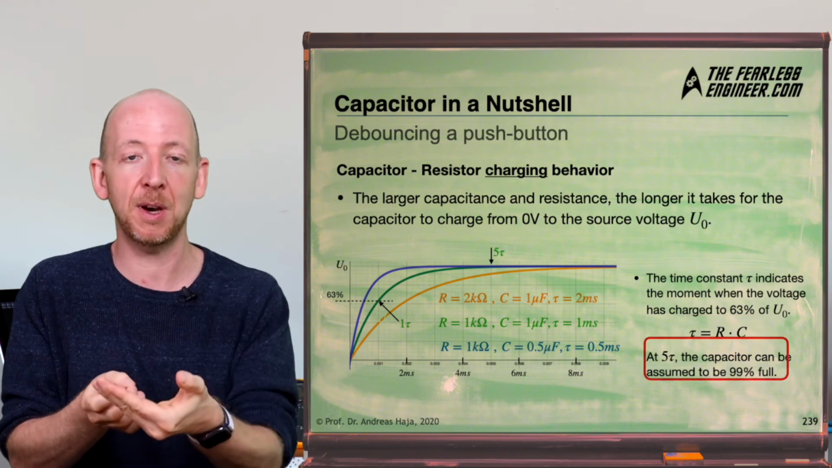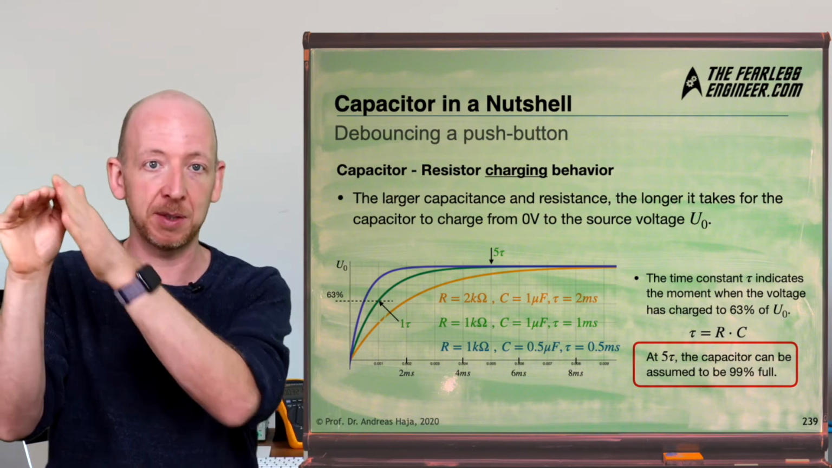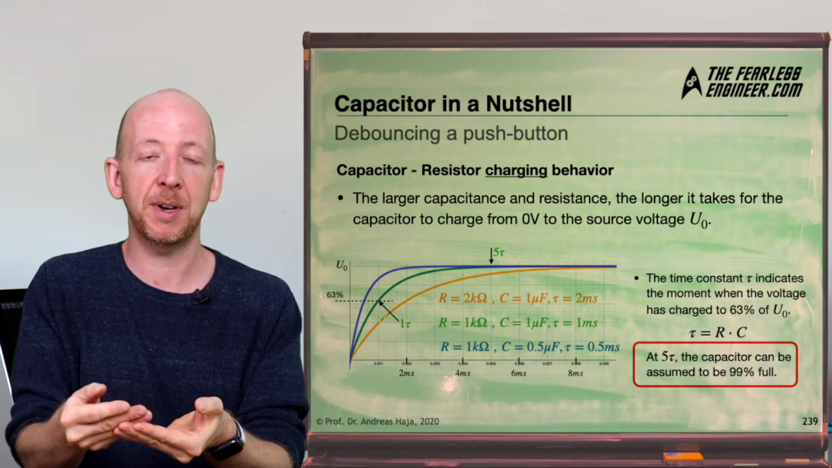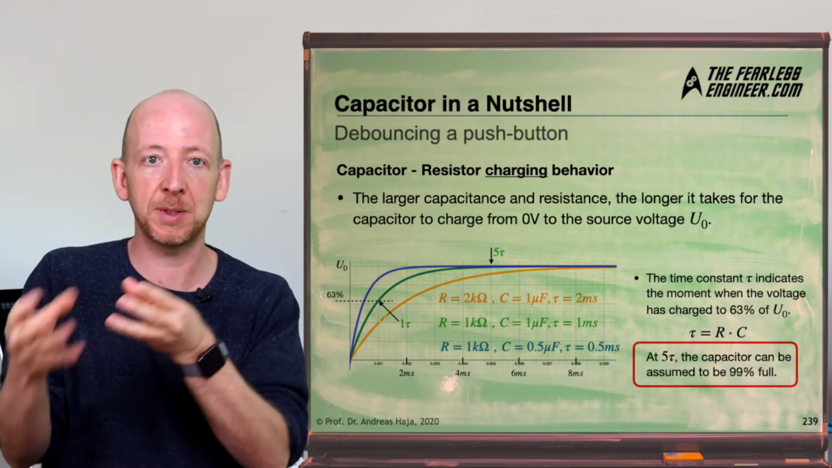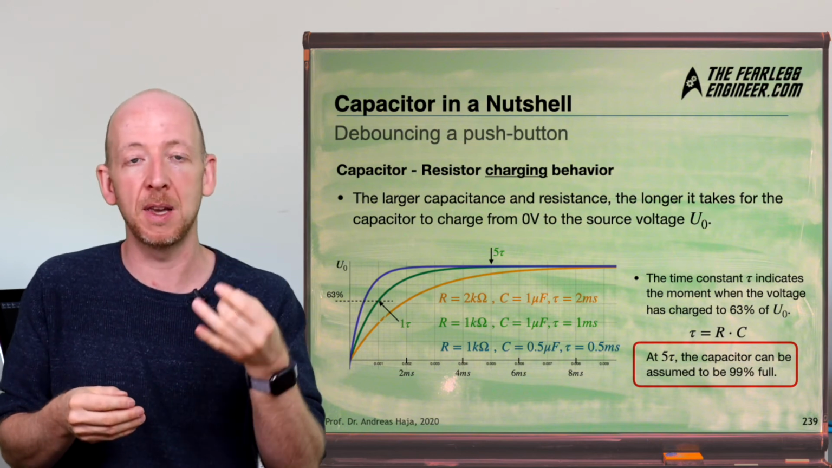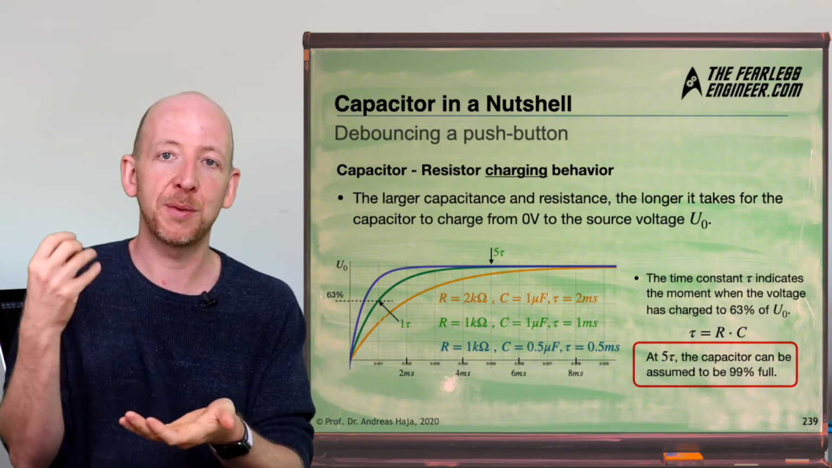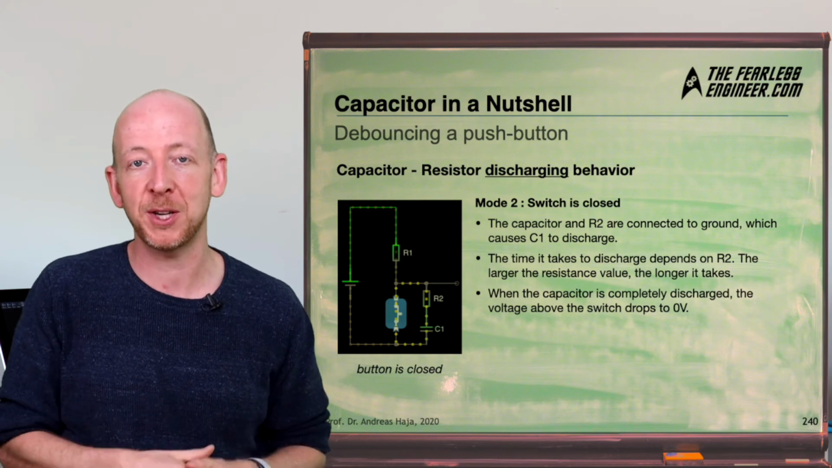And after 5 times tau, the voltage across the capacitor will have increased to 99% of the source voltage, which is why the time until complete charge of an RC pair is reached is usually computed as 5 times R times C, or 5 times tau. And for the green curve, which represents a 1 kilo ohm and 1 microfarad pair, 5 tau is equal to 5 milliseconds. Now let's take a quick look at the second behavior mode before we get to actually building the circuit.